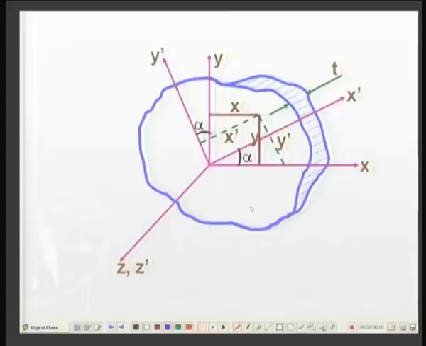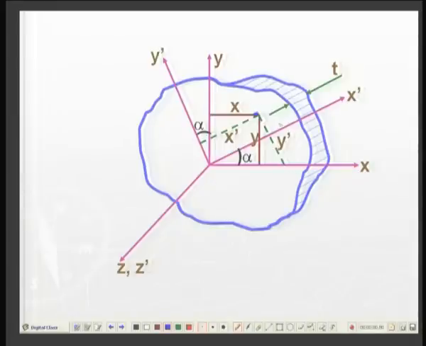Here is, let us say, a body, a thin plate-like body, and for this the coordinate system is x, y, z. The new rotated coordinate system is obtained by rotation through an angle alpha about the z axis. So, the new coordinate system will become x dash, y dash, z dash. Now, if I consider any small element of the body here, its coordinates in the x, y, z system are x and y. In the new coordinate system, it is x dash, y dash.